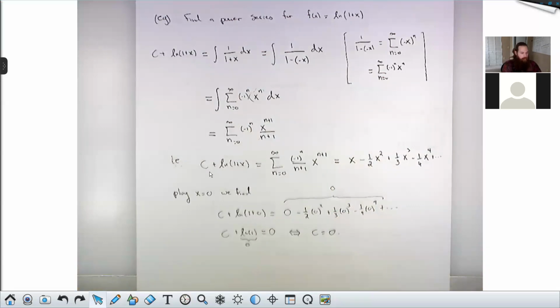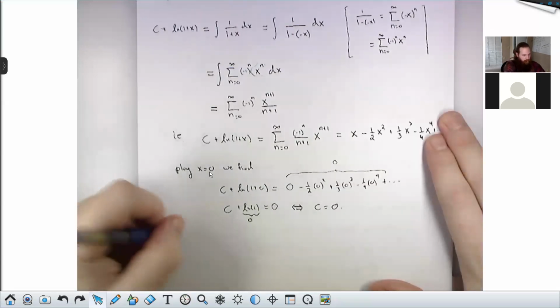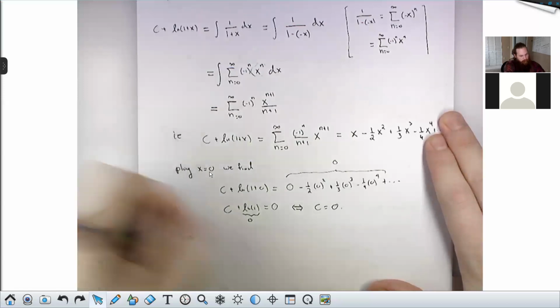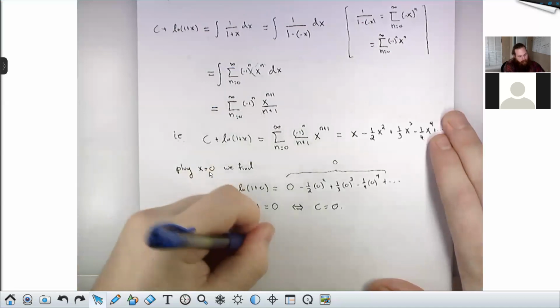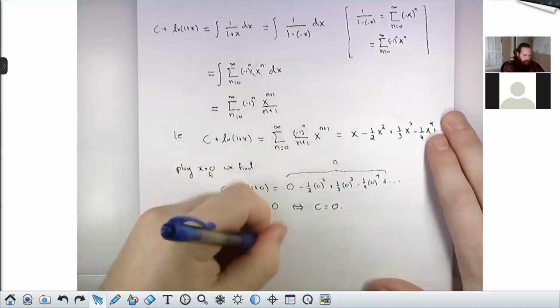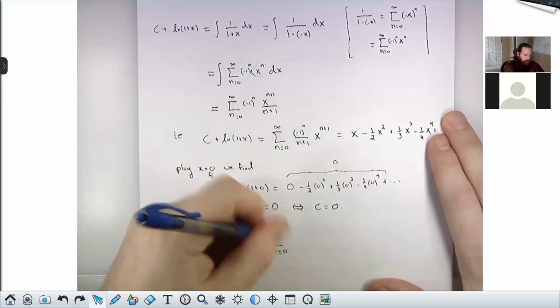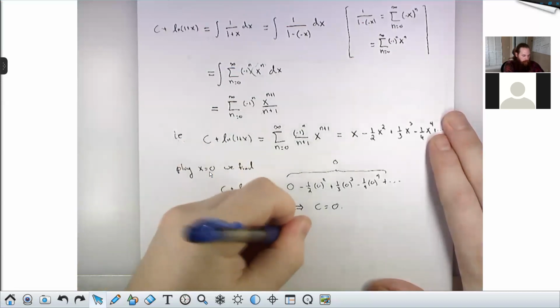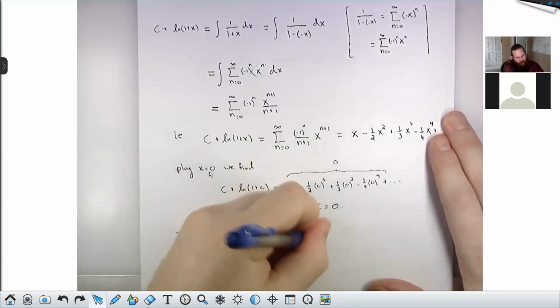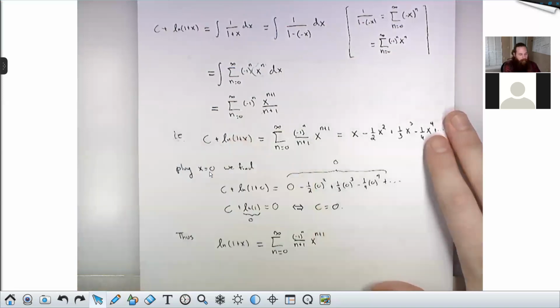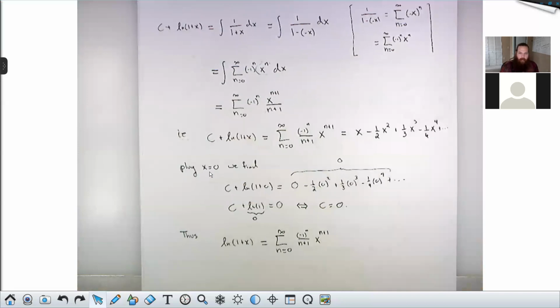In other words, the natural log of 1 plus x can be represented as the power series n from 0 to infinity, negative 1 to the n over n plus 1 times x to the n plus 1. And this is how I knew that the natural log of 2 was equal to the alternating harmonic series. We talked about that last week.